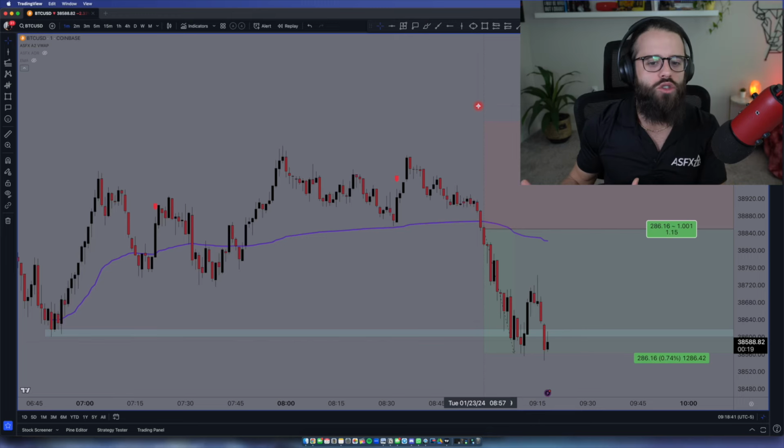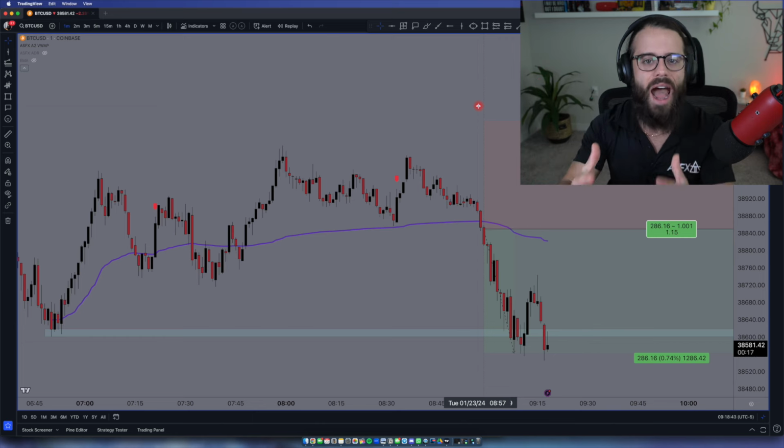So if you combine doing markups with TradeZella, you're going to have so much information, like I said, not only on what you do well, but also what's costing you money, so you can actually make improvements and move your trading in a positive direction. So that's why we need to do markups.